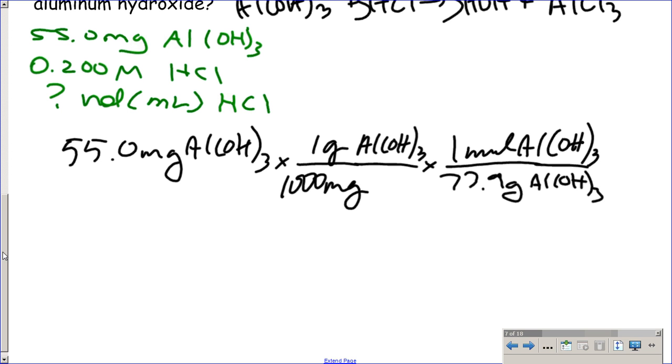All right, yay, success. We've made it to moles of the base. My question is not about the base, it's about getting something related to the acid. So now what's my next step?